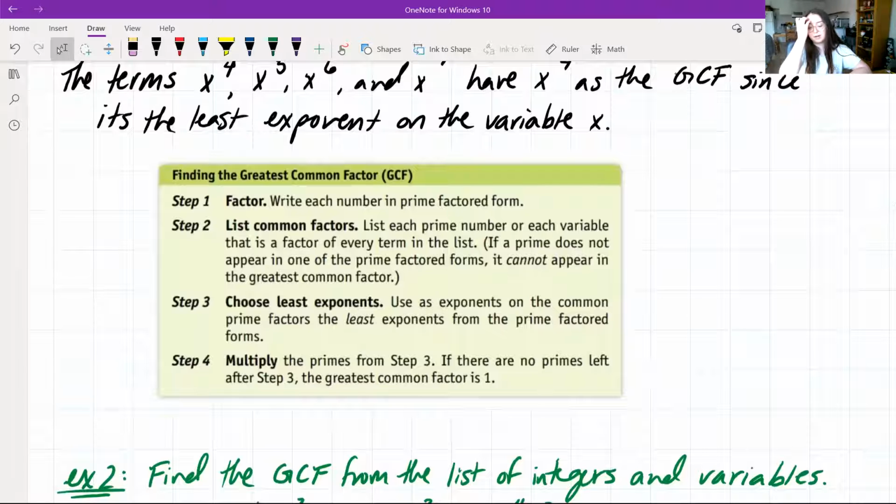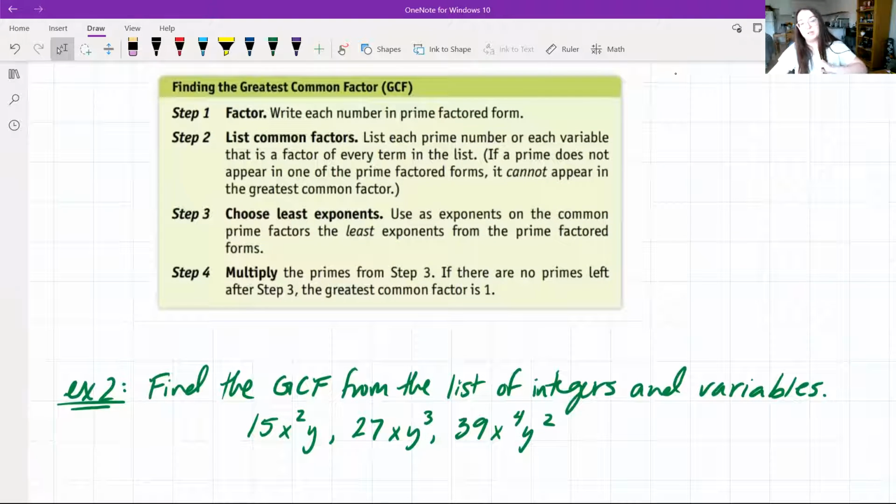So finding the greatest common factor, step 1, you want to factor. So you're just going to write each number in its prime factored form. Step 2, you want to list common factors. So list each prime number or each variable that is a factor of each term in the list. If a prime does not appear in one of those prime factored forms, it cannot appear in the greatest common factor. Step 3, choose least exponents. So use exponents in the common prime factors, the least exponents from the prime factored forms. And step 4, multiply the primes from step 3. If there are no primes left of step 3, the greatest common factor is 1.